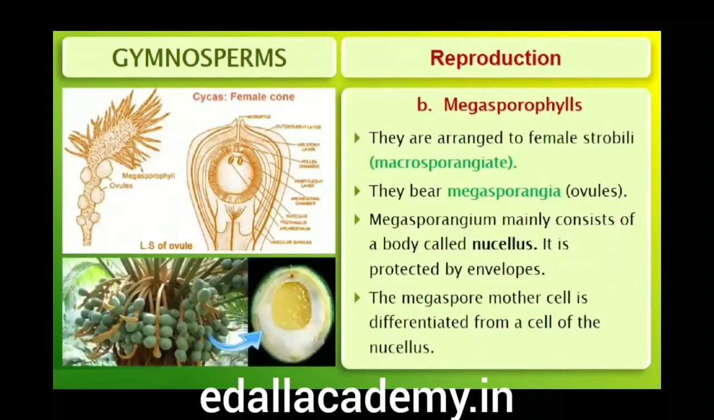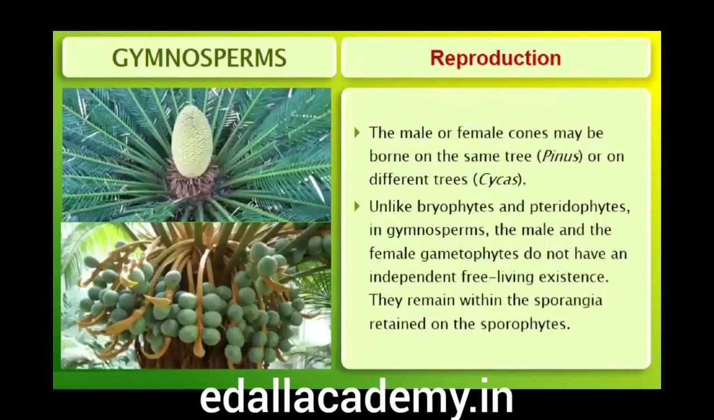The cones bearing megasporophylls with ovules or megasporangia are called macrosporangiate or female strobili. The male or female cones or strobili may be borne on the same tree (Pinus). However, in Cycas, male cones and megasporophylls are borne on different trees.